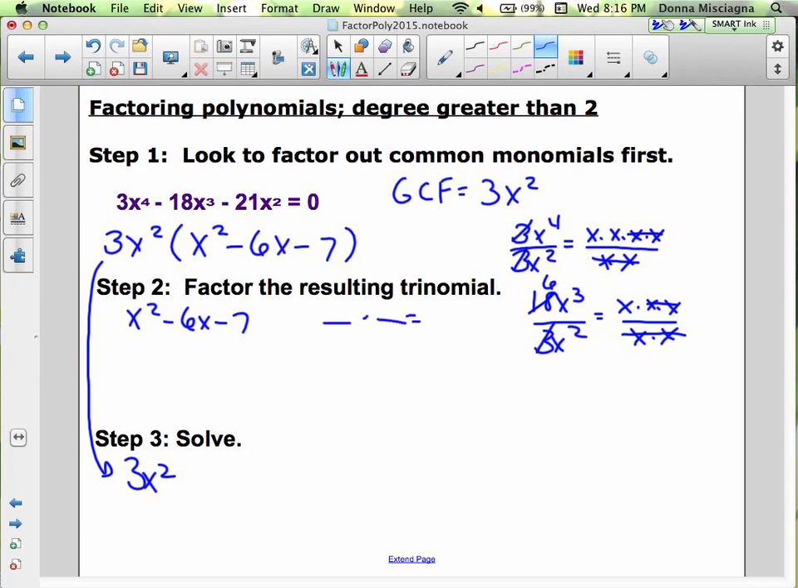We need two numbers that multiply to give us negative 7 and add to give us our b term of negative 6. So that's going to be negative 7 and 1. So we have x squared minus 7x plus x minus 7. First two terms are a group, second two terms are a group. Oh, and we're setting that equal to 0 because we're solving.